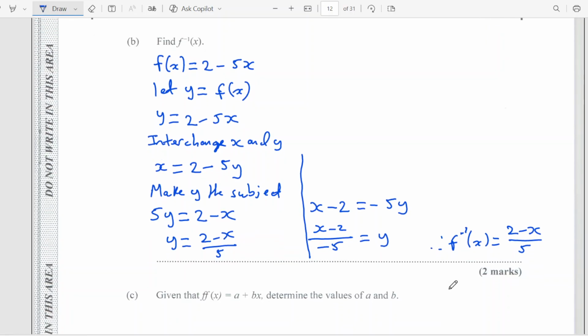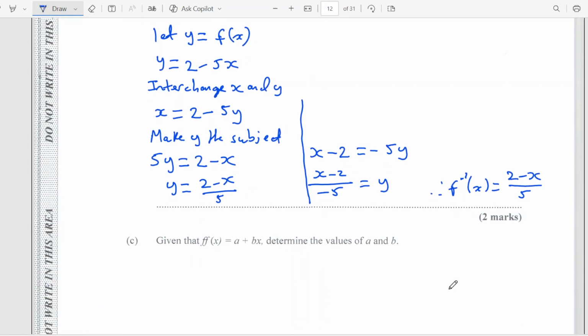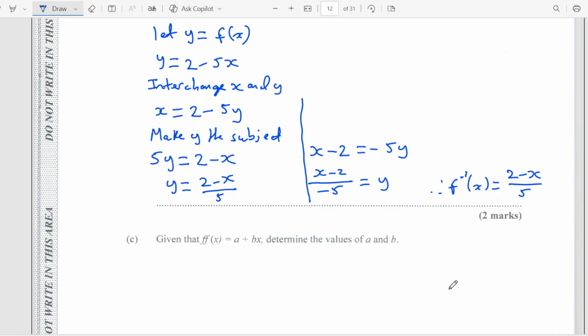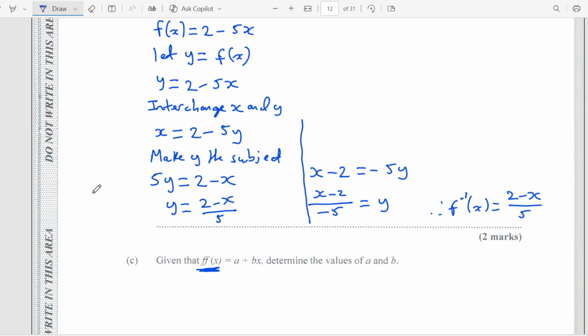Right. Part C. Given that f squared of x is equal to a plus bx, determine the values of a and b. So what I want us to do here is find the composite function and then equate it to see what a and b are. So f of x is 2 minus 5x. A composite function means you want to find f of whatever this function is. So in this case, it's itself. So that is 2 minus 5x.